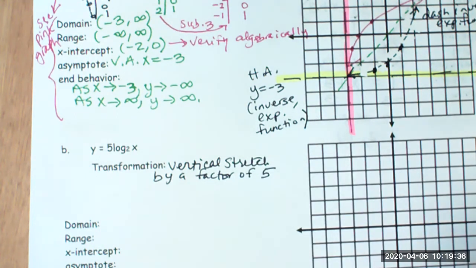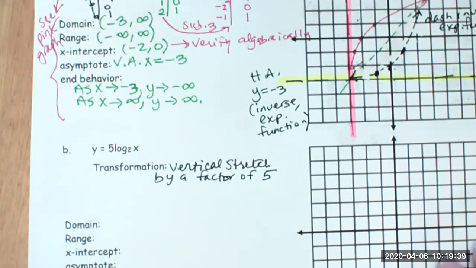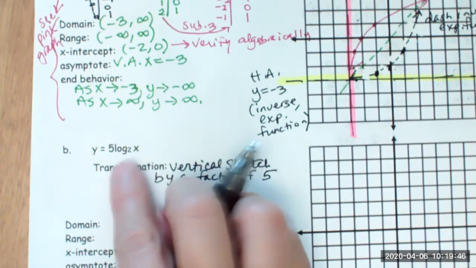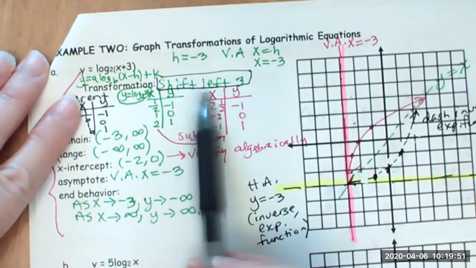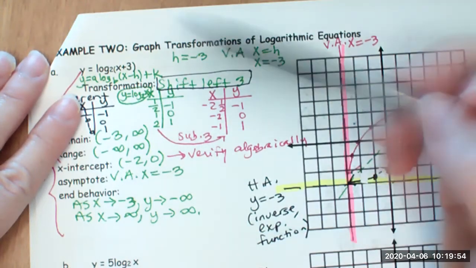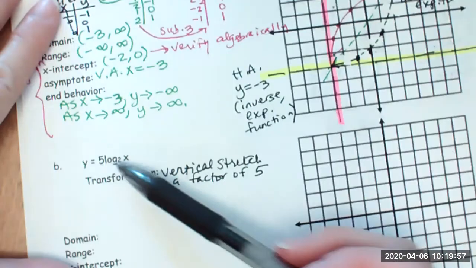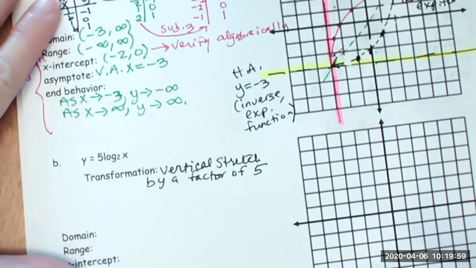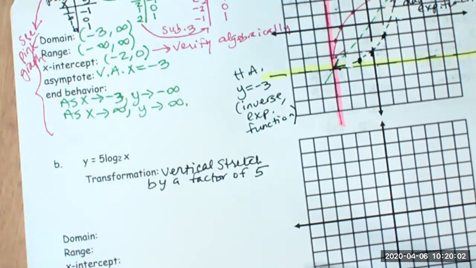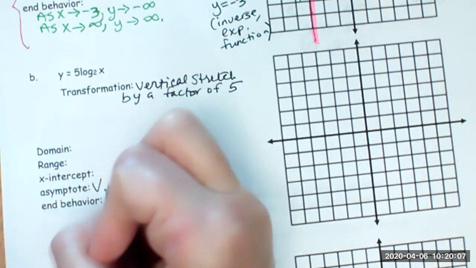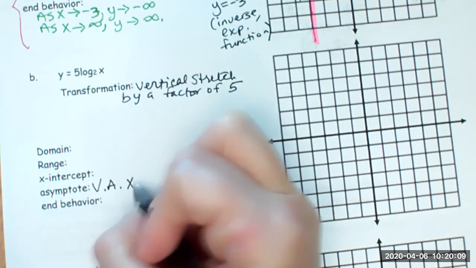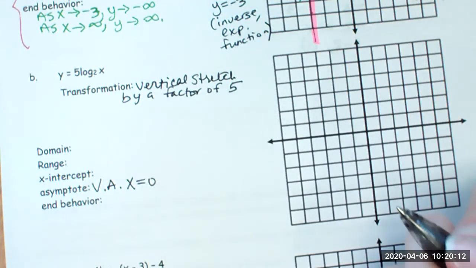Okay, so when you're dealing with a vertical stretch by a factor of 5, then your asymptote is the same as the asymptote for log base 2 of x, okay? The only time your asymptote is going to change is if you have a shift left or right. Shift up or down is not going to change it, and a stretch or shrink or reflection is not going to change it, okay? So we're going to be going back to that vertical asymptote at x equals 0 again. So the vertical asymptote here is going to be at x is equal to 0, all right?